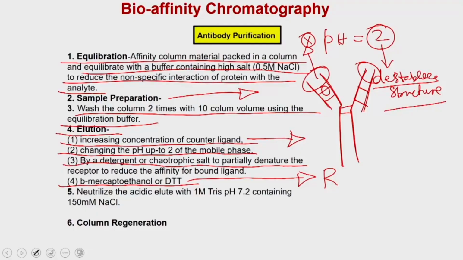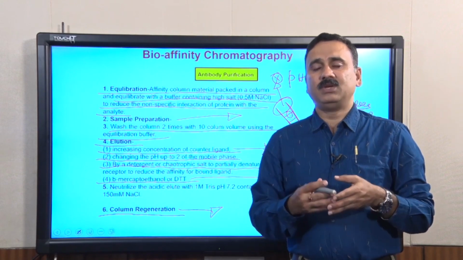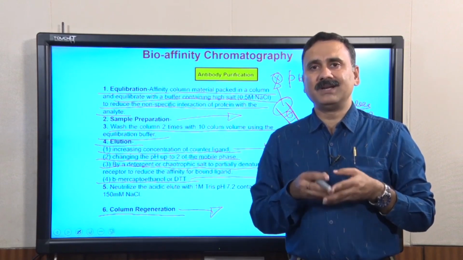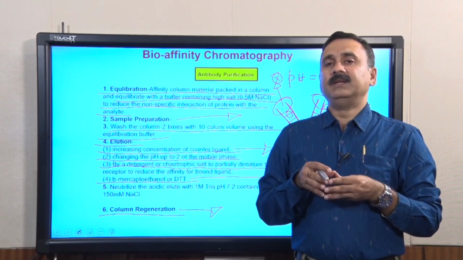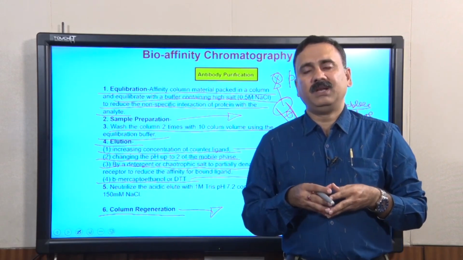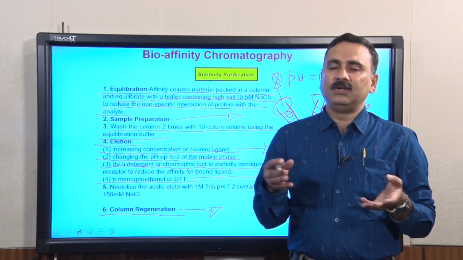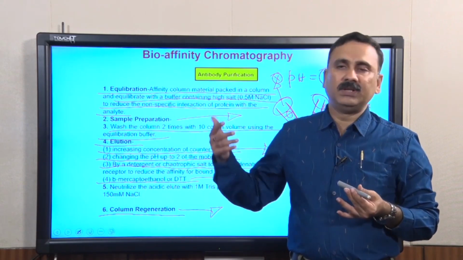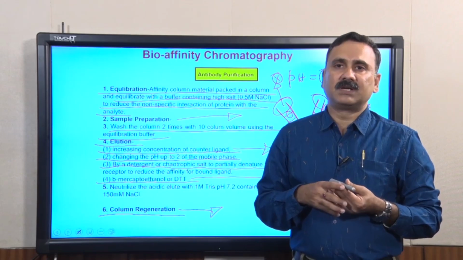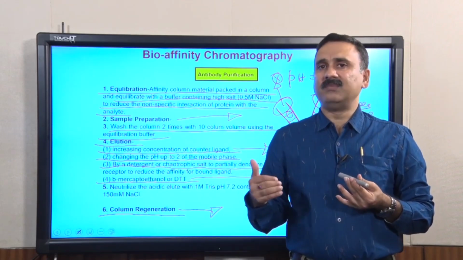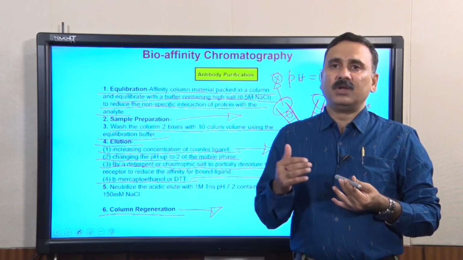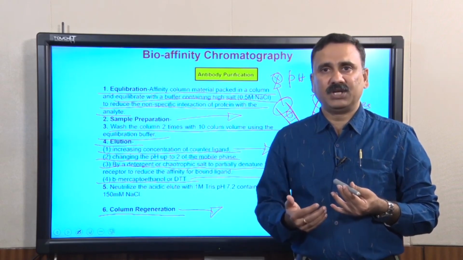Once you are done with the purification, you can go ahead with the column regeneration. The column regeneration is very simple: you wash the column with the high salt buffer, followed by washing with chaotropic salts, so that this removes all non-specifically bound proteins, and then you equilibrate the column with the equilibration buffer which contains the high salt, and now this column is again available for reuse to perform a second round of purification.